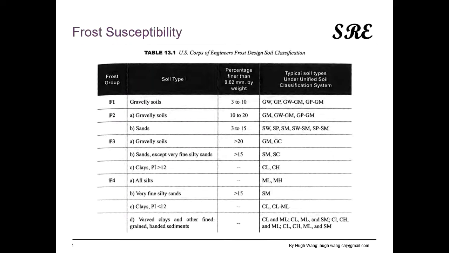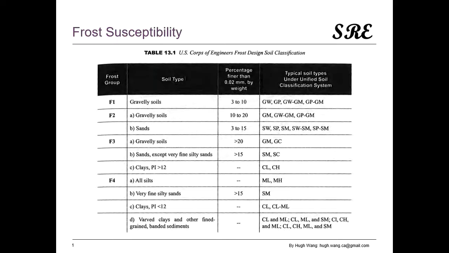In our geotechnical report, we normally have a section for frost susceptibility. In this video, I will discuss this topic. The widely used soil classification for frost susceptibility in North America is the U.S. Corps of Engineers system.